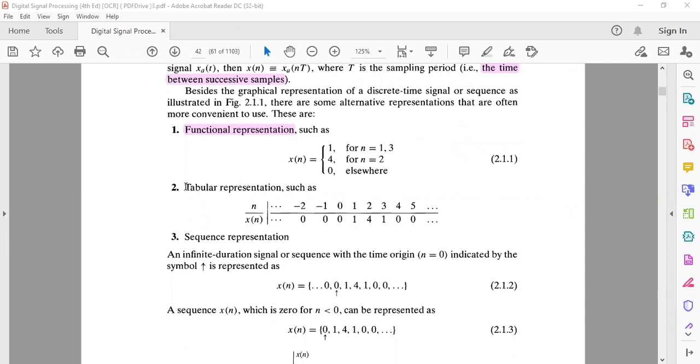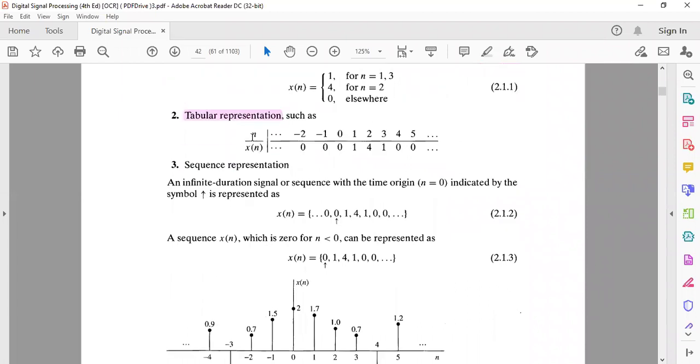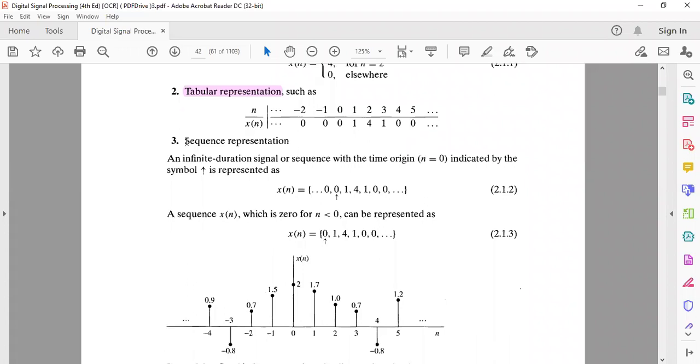We also have the tabular representation. You can represent your discrete signal in the form of a table. You have n, you also have xn. Okay, you have n equal to -2, -1, 0, 1, 2, 3, 4, 5, and onwards. And like we saw up here, when n is 1, the value is 1. When n is 2, the value is 4. When n is 3, the value is 1, and it is 0 for all the other values. You can also write it as a sequence, in sequence representation.